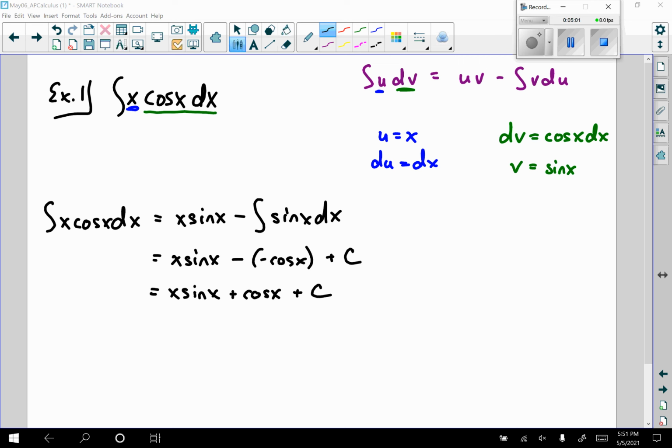Now here's a nice way to check. You could just use your calculator to type in this integral, or you could take the derivative of this answer and see if you get the x times cosine x.